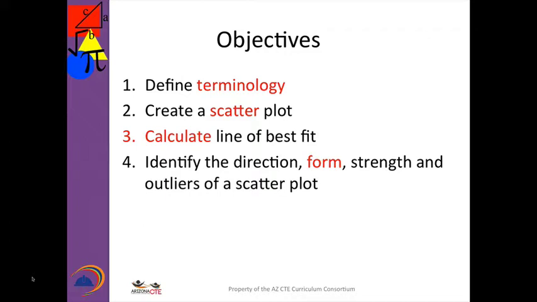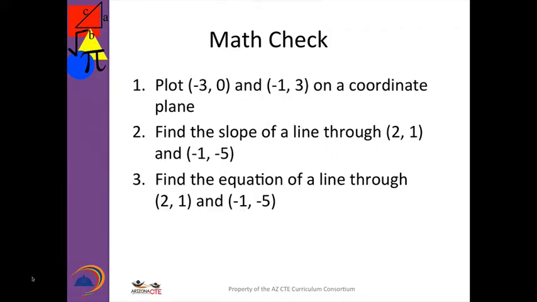All right, so take a look at those objectives and see if any of them make you a little bit nervous, but we'll be able to get through this together. All right, math check. Three things I need you to do. First of all, I need you to plot these two points on the coordinate plane. I need you to find the slope of the line through the points (2, 1) and (-1, -5). And number three, find the equation of the line through those exact same two points. So when you find the slope for number 2, use it for number 3.